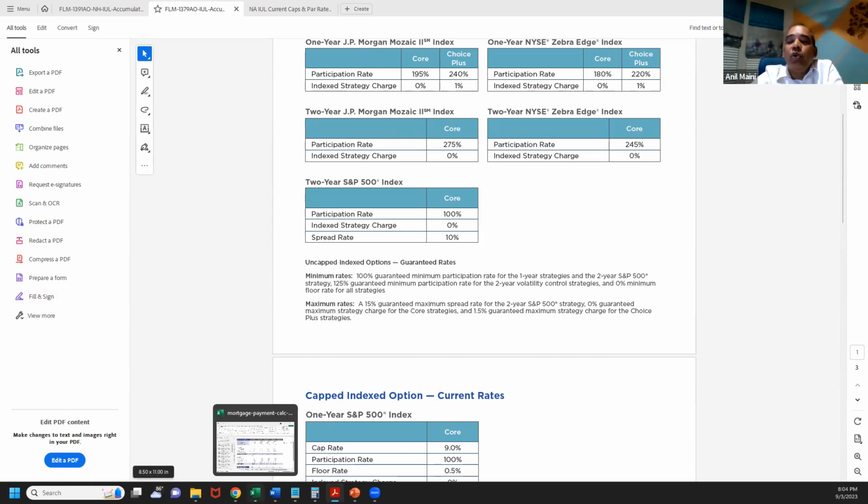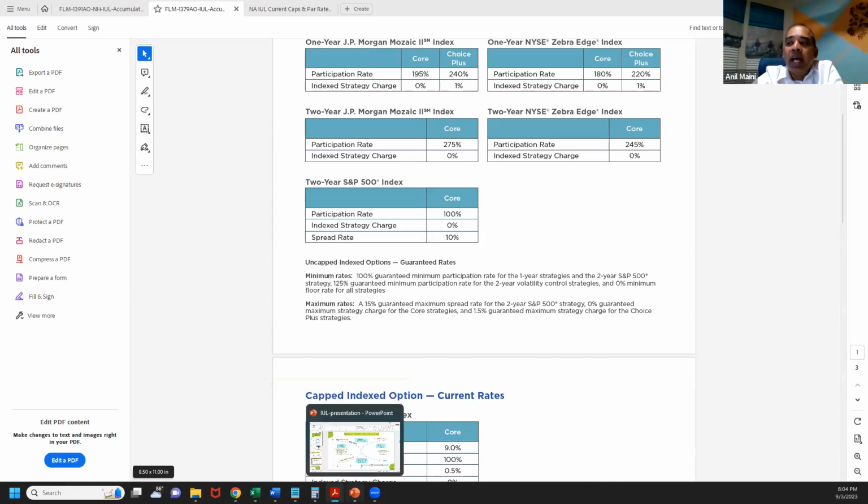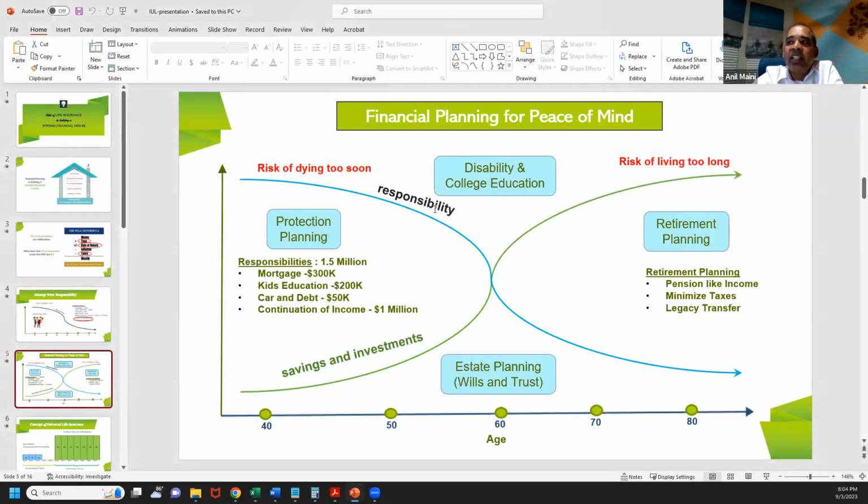IUL, the basics we know, right? We know the ultimate goal, we know the curve, we know that death benefit is very important for us, as well as the growth of the client's premium, so that eventually the client can retire on pension-like income. And both of these products, of course, come with disability insurance as well, and long term care.